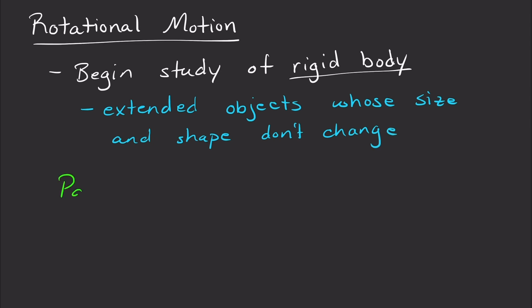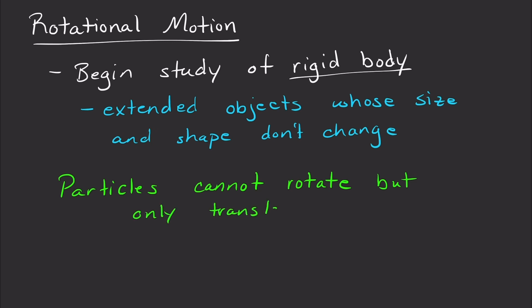So particles cannot rotate. Sometimes you're tempted to think that they can kind of spin, but they need to have an axis to spin about, and if they're one-dimensional, then that axis doesn't exist. That axis has to extend into another dimension. So they cannot rotate, but only translate, while rigid bodies are allowed to rotate about some axis.